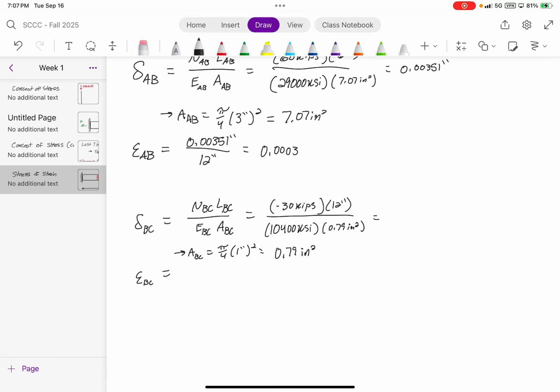You should get a deformation of negative 0.0438 inches. The strain, you would just divide it by the length again, which gives you negative 0.004. Or I'm going to expand it out as much as I did the previous one: negative 0.0037.